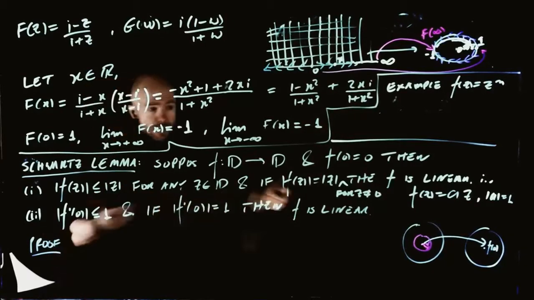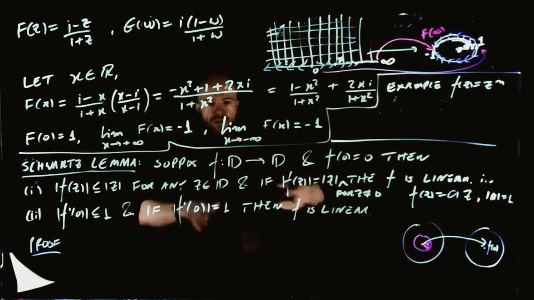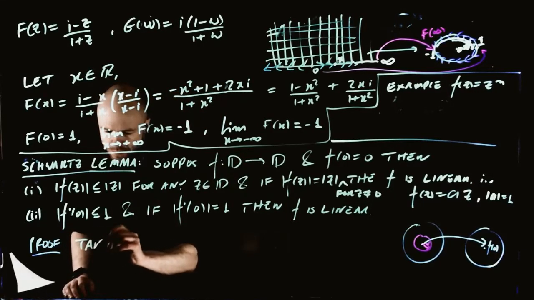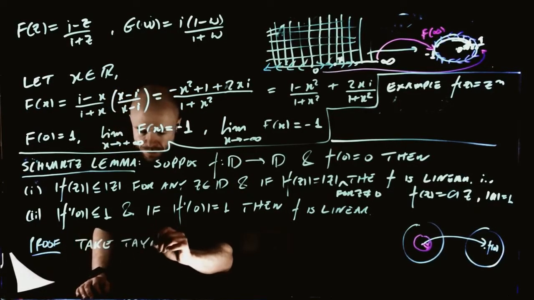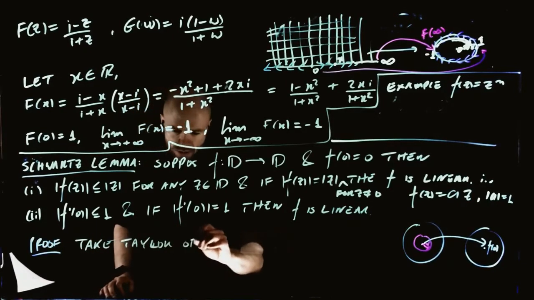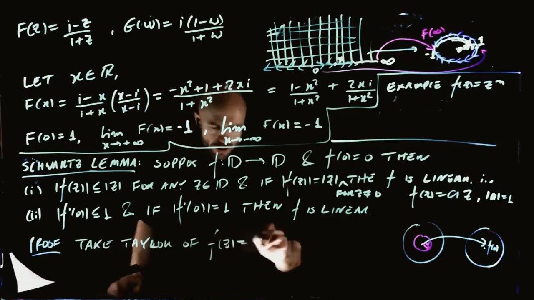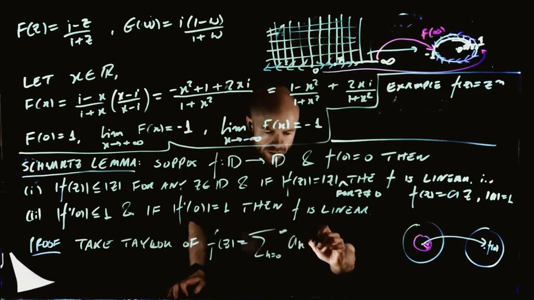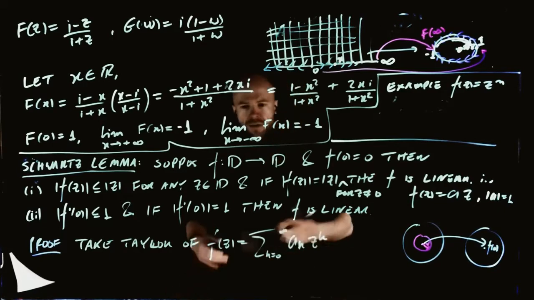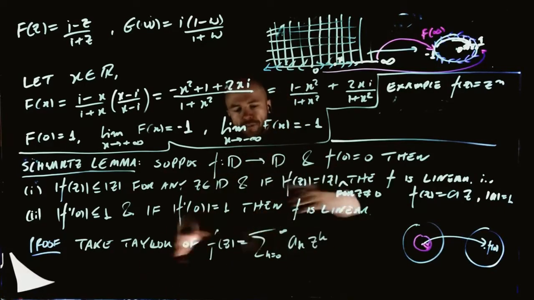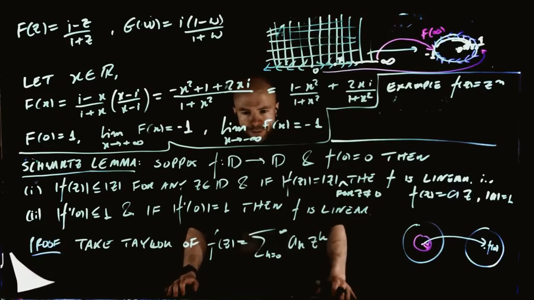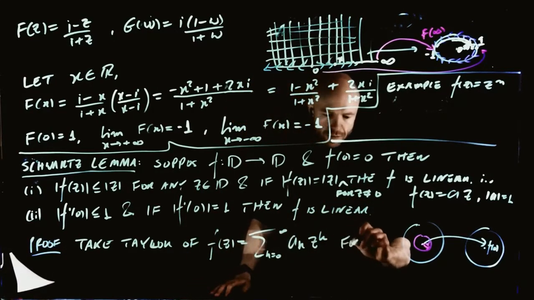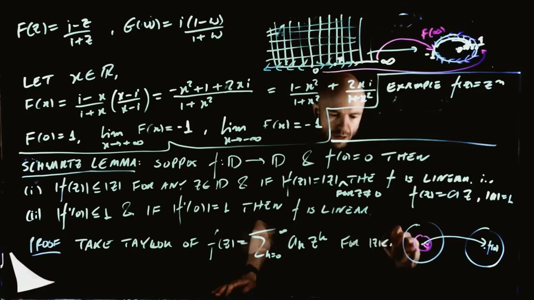Proof. Let's take the Taylor expansion of f(z). It's the sum from k equals 0 to infinity of a_k z to the k. Since it's holomorphic inside the disk, the radius of convergence is at least up to the disk. So this representation is true for |z| less than 1.